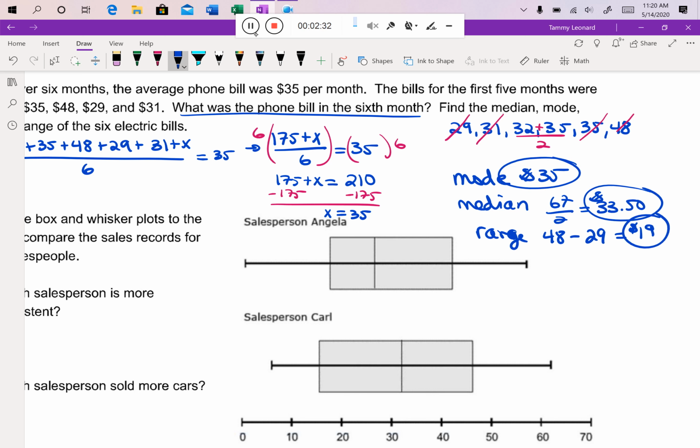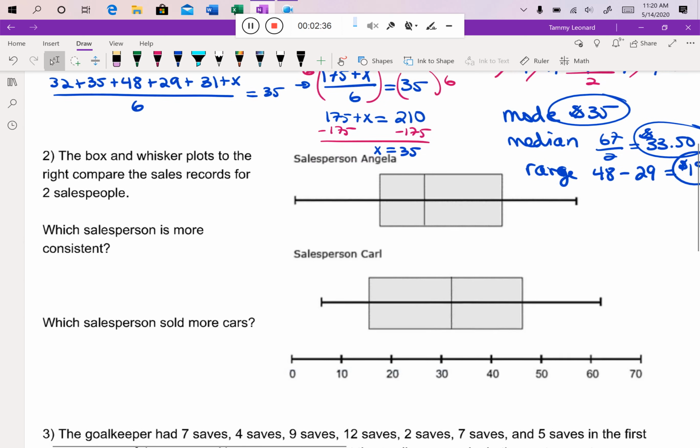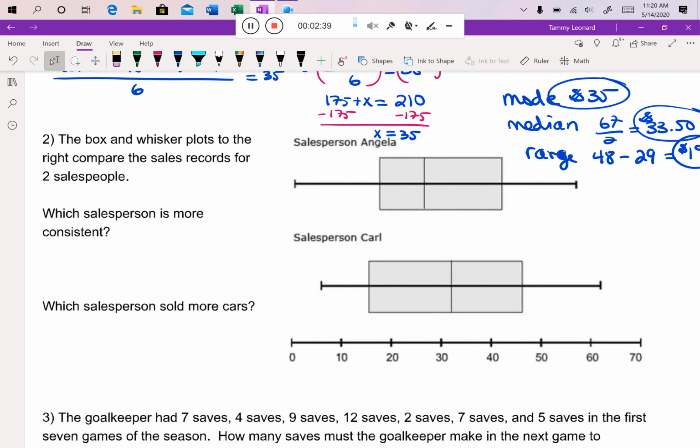All right, let's take a look at some box and whisker plots. In the next question, we see some box and whisker plots, one for a salesperson named Angela and another one for a salesperson named Carl. Now, they're both aligned with the same number line down below so that we can more easily compare them. It says the box and whisker plots to the right compare the sales records for 2 salespeople. The first question is, which salesperson is more consistent?